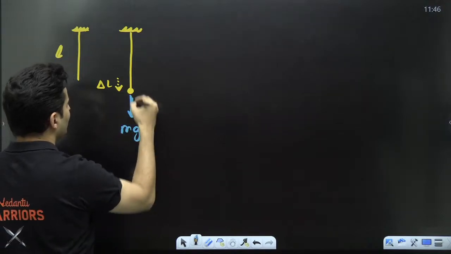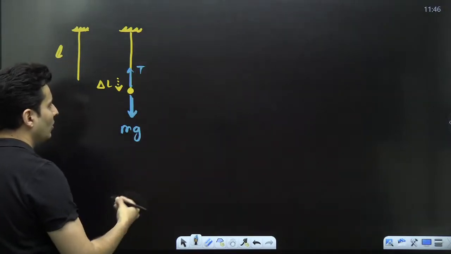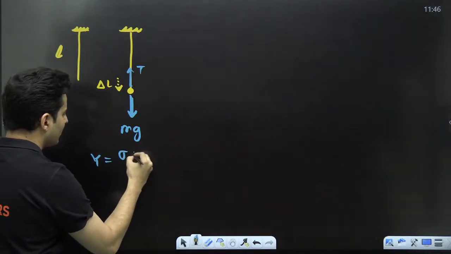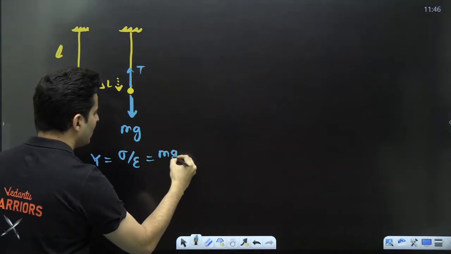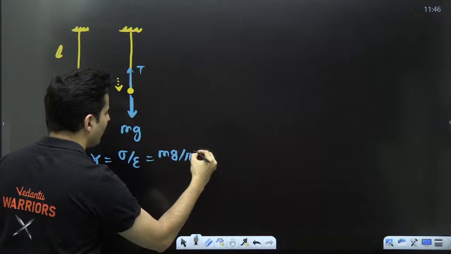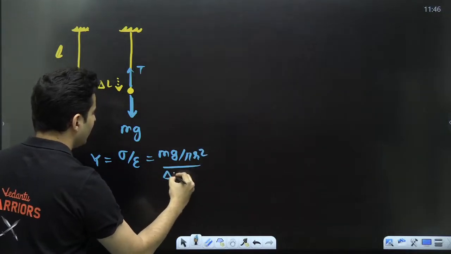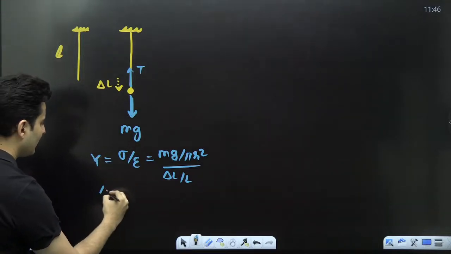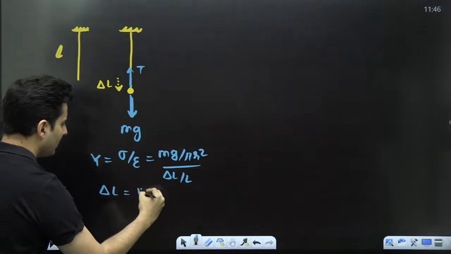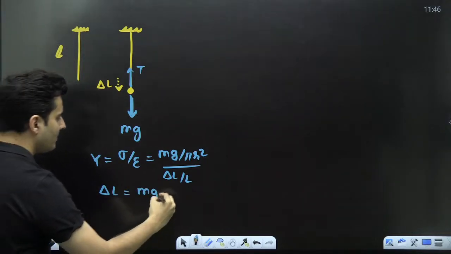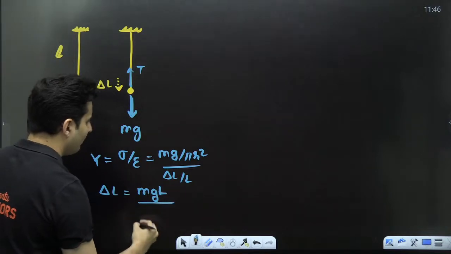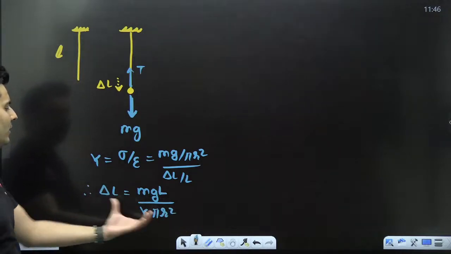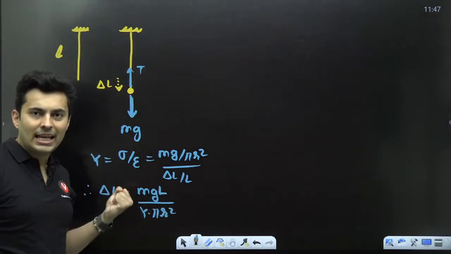So mg is there, so 100% there will be a tension. Because of that, there will be an increase. How much is that increase? Young's modulus is stress by strain. Stress is mg divided by the area, which is pi r square, divided by change in length upon original length. If you play around with this, you will see delta L is mg capital L divided by Y pi r square. So that is the change in length which occurs because of elasticity.